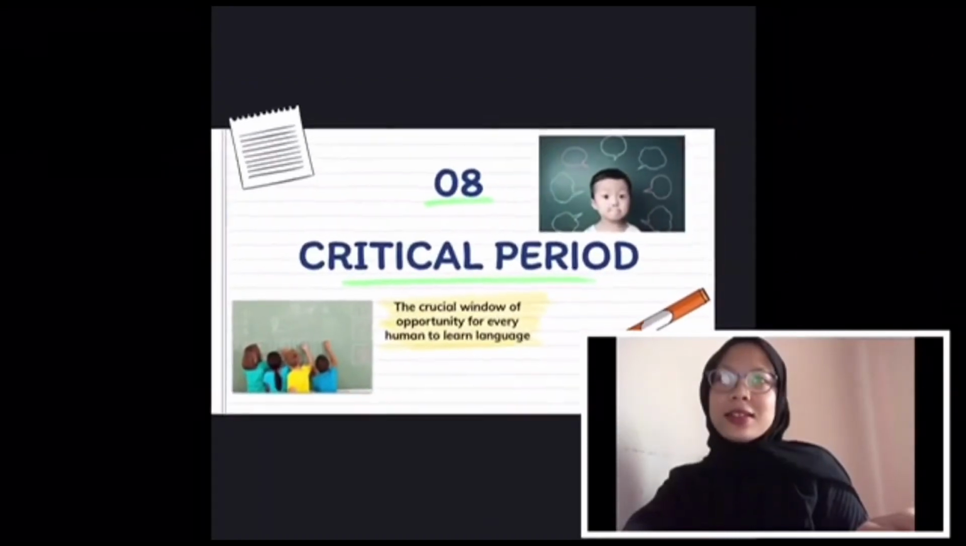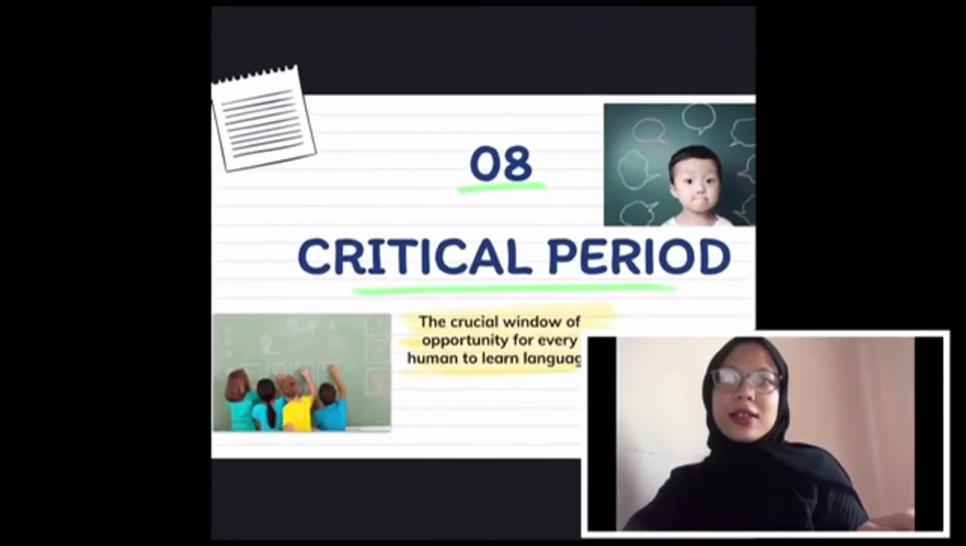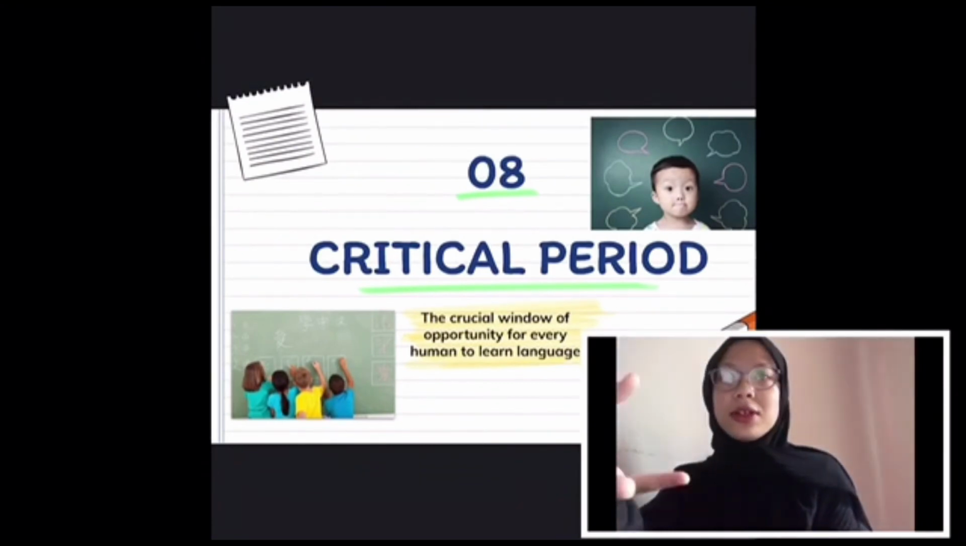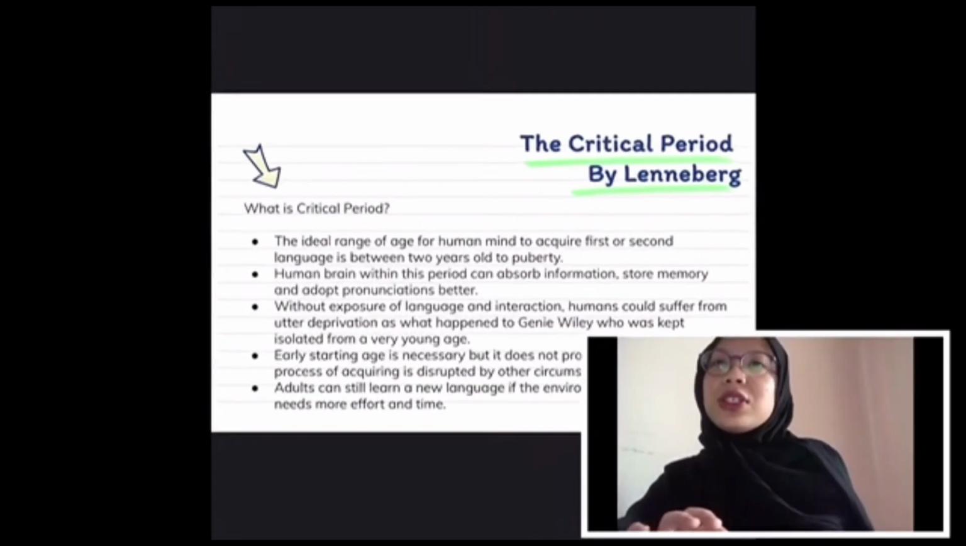It's me again. The next subtopic I will be presenting is the critical period. So as we see in the slides, it's written the critical period as the crucial window of opportunity for every human to learn language. In the next slide, what is critical period? So continue with the definition of critical period.